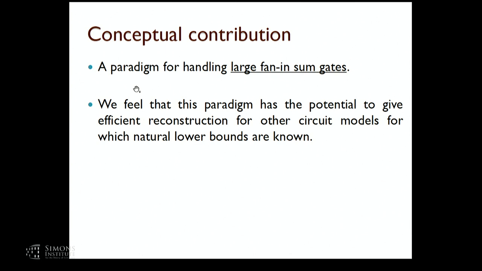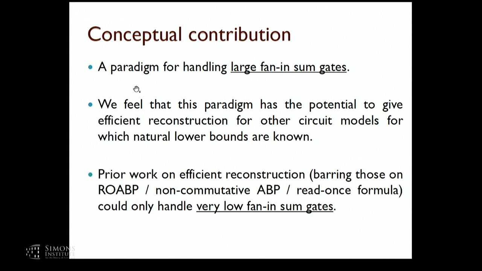I'm not sure whether that is possible, but maybe for those models for which lower bounds are known, one might be able to do it, assuming random, the average case kind of stuff. Right. So prior work on efficient reconstruction, except for these models, ROVP, non-commutative ABP, and Read-Once formulas, most of the other models do assume that the fan-ins of the sum gates are very small, either constant or they work only for up to n or n squared kind of stuff.